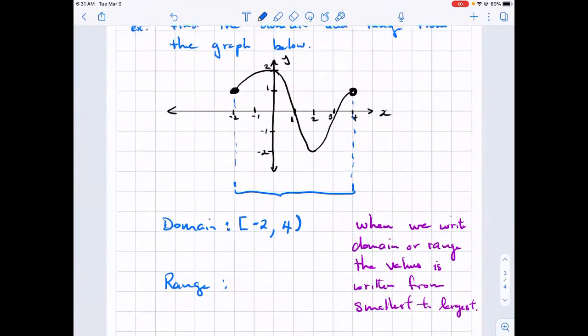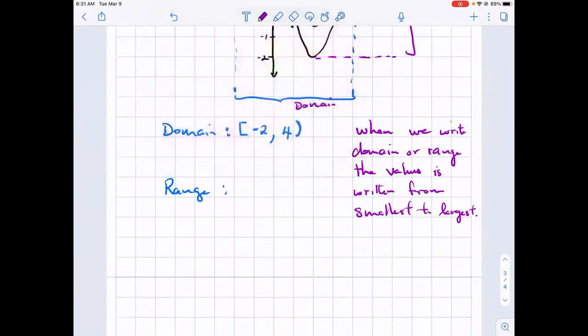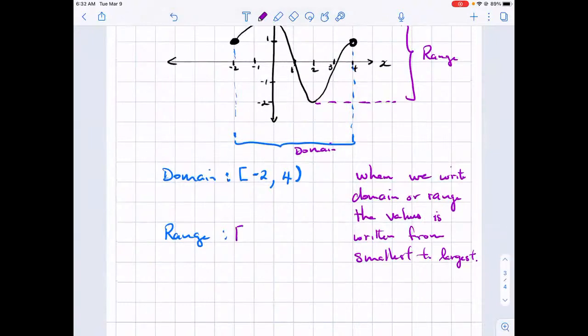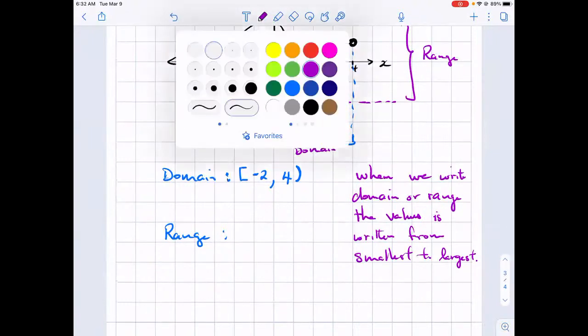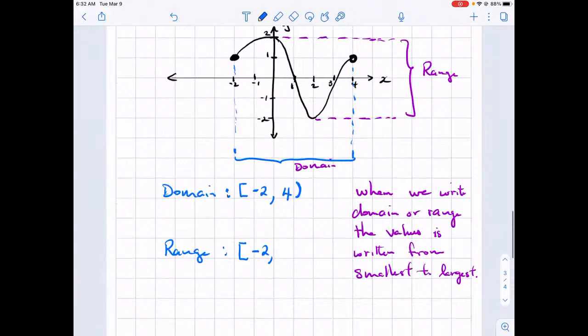So our range is from this point here to this point here. Okay, so this is the range. This is the domain. Okay, so it's the highest y value, the graph is all the way to there, and the lowest y value. Okay, so if I write that, that will be bracket from -2 to 2.